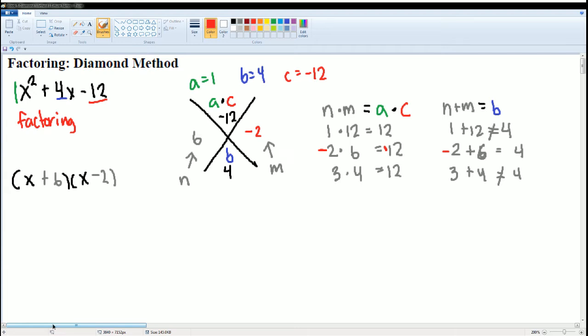All right, so that is the idea of the factoring method. Notice I started with this polynomial. I did factoring, then I got this as a result. So that is what it means to factor.